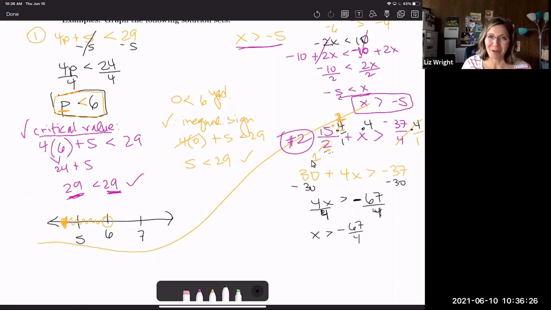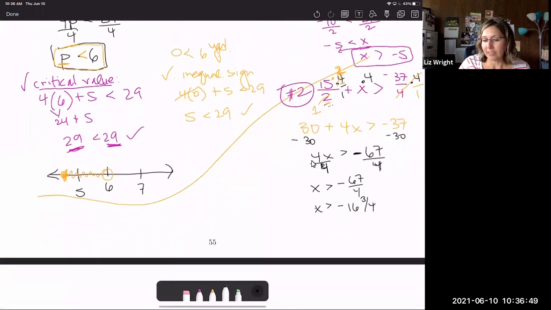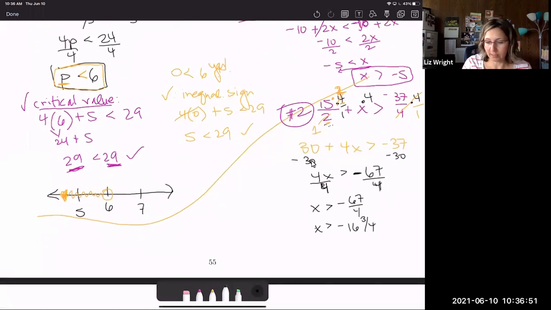Well, that's not super helpful to graph, right? Negative 67/4. So let's change that into either a decimal or a mixed number. You're welcome to use your calculator if you want to. We're going to end up getting negative 16 3/4 for this. Or you can write negative 16.75. That's also okay.